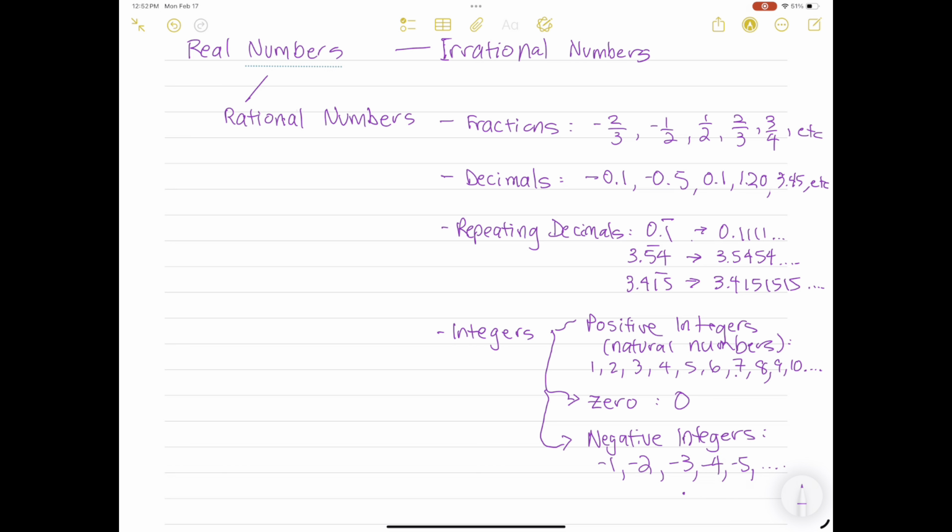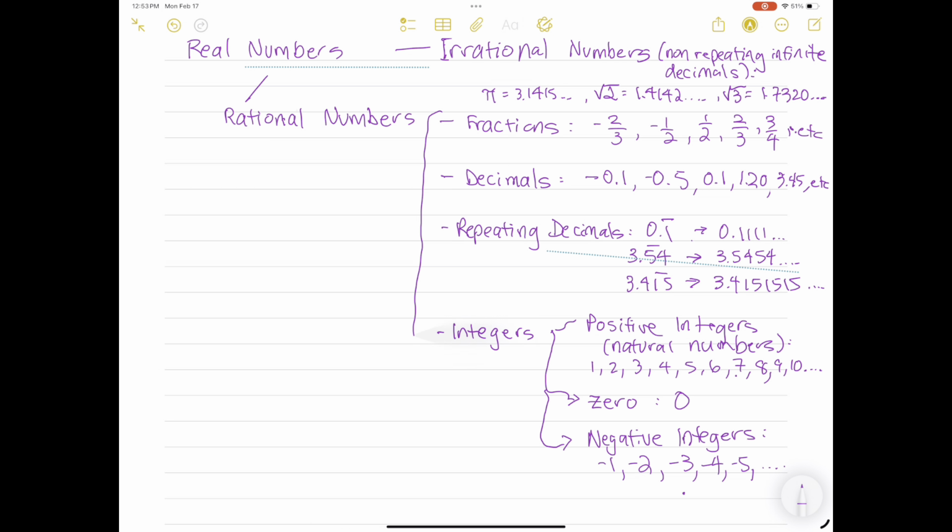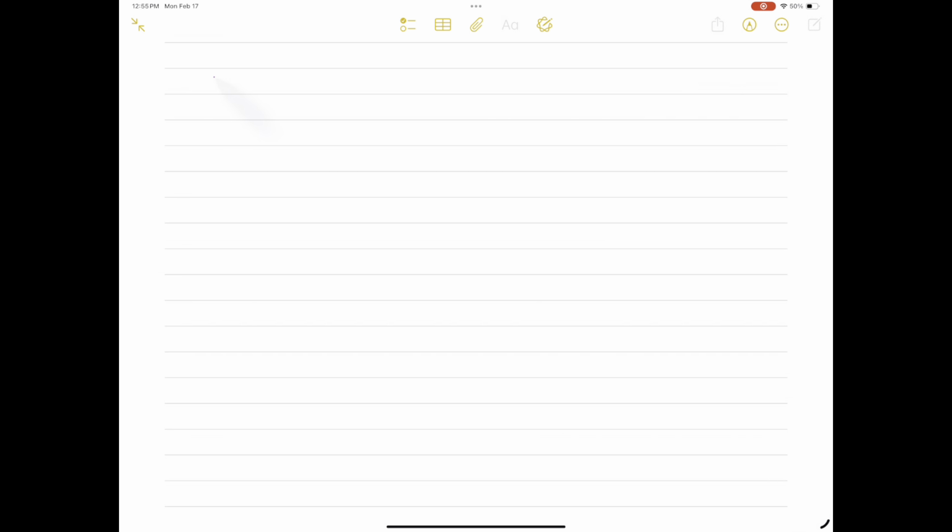The other category of real numbers are irrational numbers. Those are non-repeating infinite decimals, such as pi, which is 3.1415, etc., the square root of 2, which works out to be 1.4142, etc., and the square root of 3, which works out to be 1.7320, etc. We will discuss those numbers in more detail later.